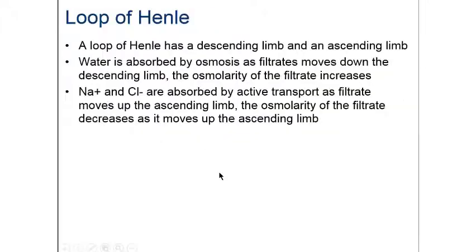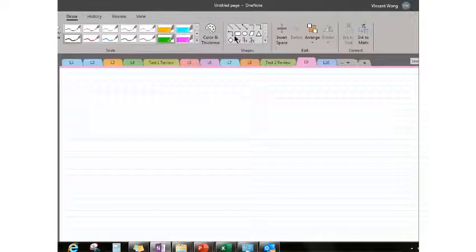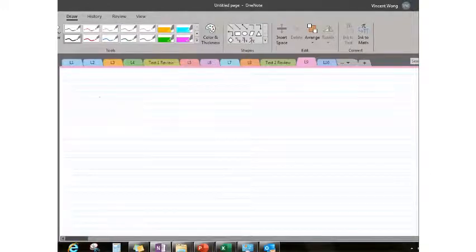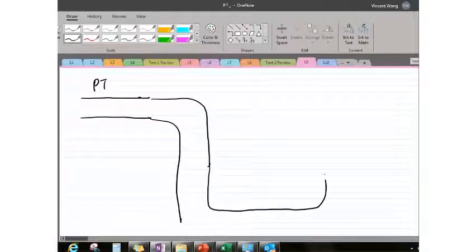So after the proximal tubule, the filtrate will go into the loop of Henle. To explain the loop of Henle, I'm going to have to draw a note for you. Feel free to draw along as we do in class, and hopefully this will make sense to you. Here we have the proximal tubule, and we are going to have the descending limb here, and the ascending limb over here.